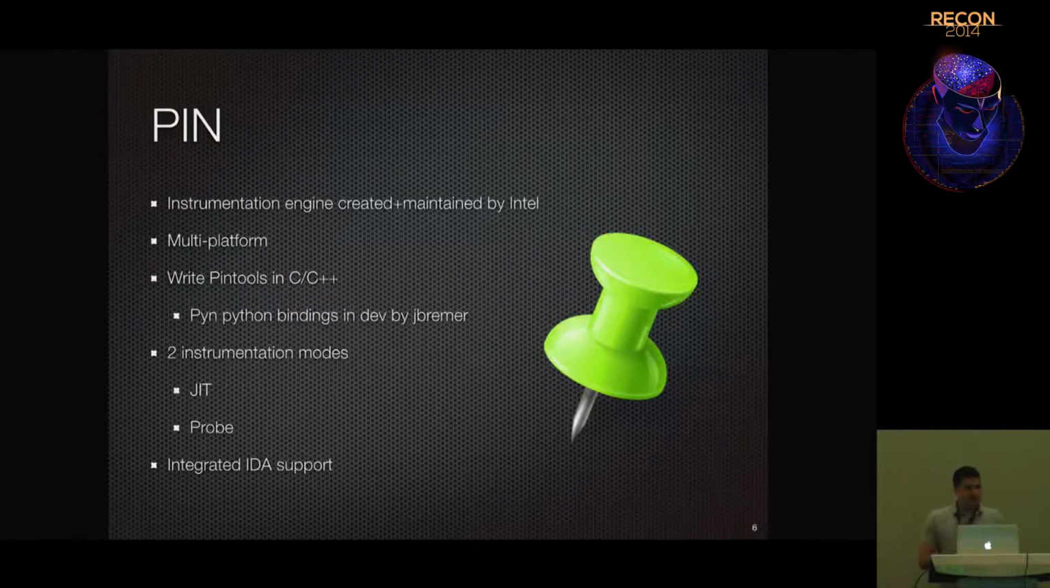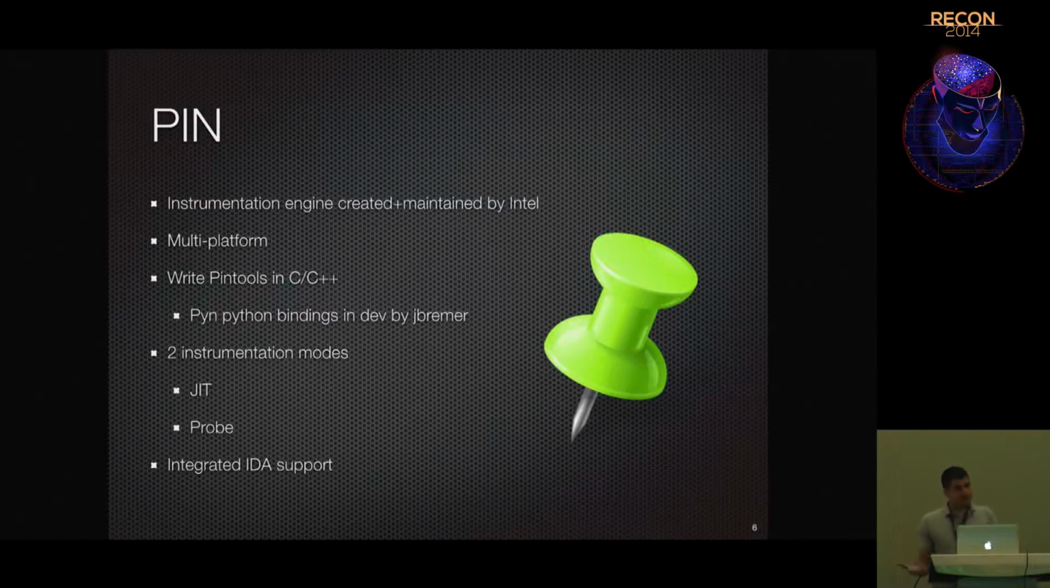I'm not sure how far along he is with it, but it could potentially be interesting. But Pin already has an overhead, and I assume that will end up adding some more overhead just being in Python. There are two instrumentation modes, JIT and probe. I typically find that JIT's not great for malware because at times you have self-modifying code, so it ends up not being the best choice. I tend to use probe.